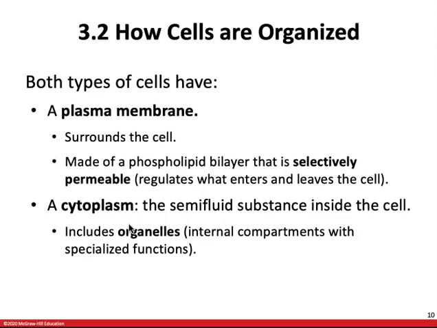Inside of all types of cells, we're going to find the cytoplasm. Cytoplasm is a semi-fluid substance found inside the cell. It's going to include all of those organelles if we have a eukaryotic cell. Organelles are those internal compartments with specialized functions in a eukaryotic cell. Prokaryotic cells also have a cytoplasm, even though they do not have distinct membrane-bound organelles. They still have the cytoplasm where they carry out their different metabolic reactions.